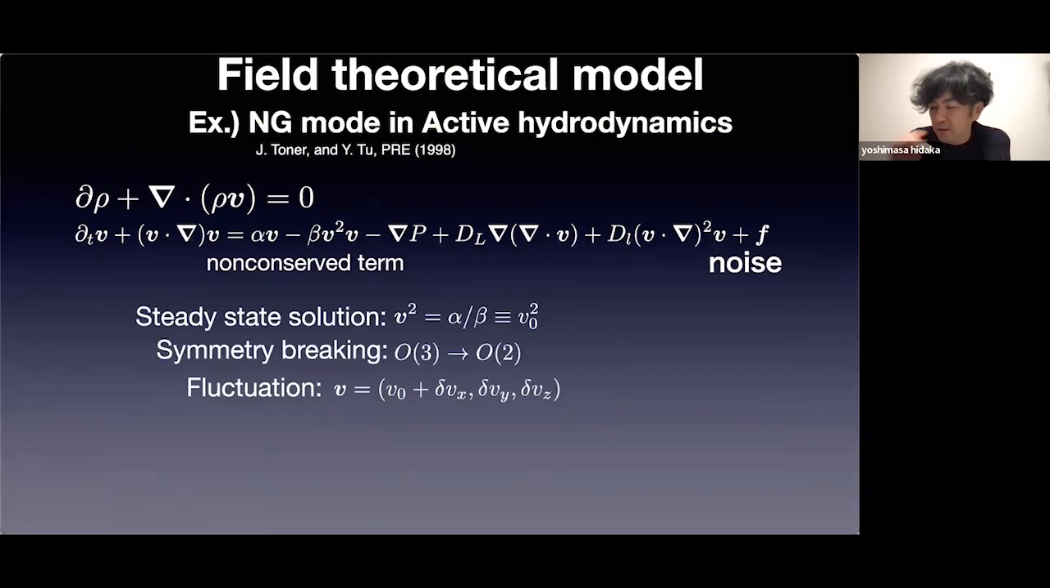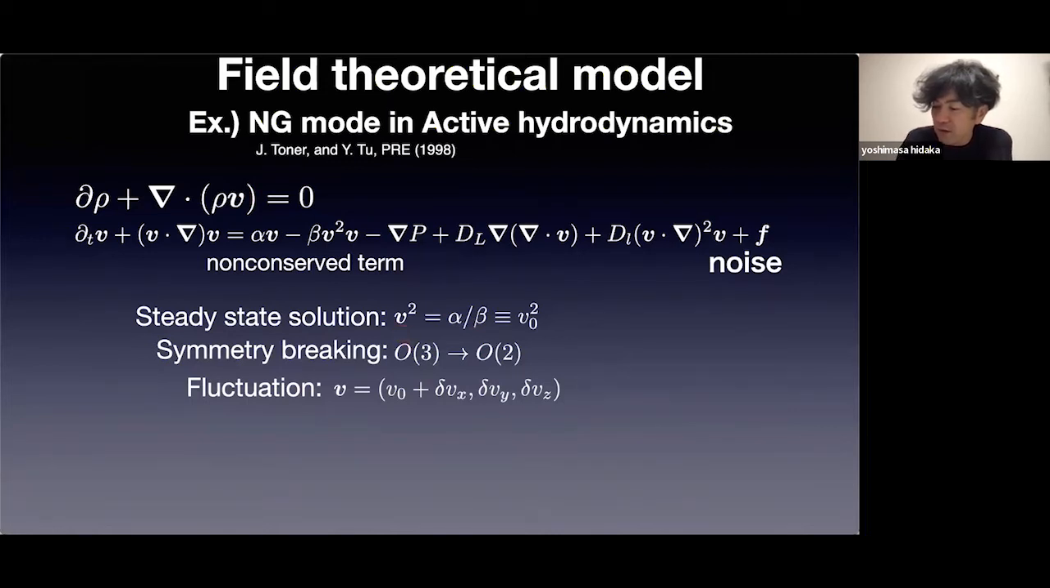So if you analyze this system, let's consider a steady state. Steady state is given by some stationary point of this part. There are two types of stationary points. V equal to 0 is an obvious solution, but V can be non-trivial. If you choose V squared equal to alpha over beta, this term vanishes. And if you choose that V is constant, then the other term also vanishes. So this is a solution of this equation.